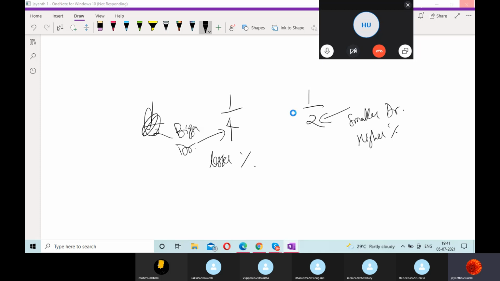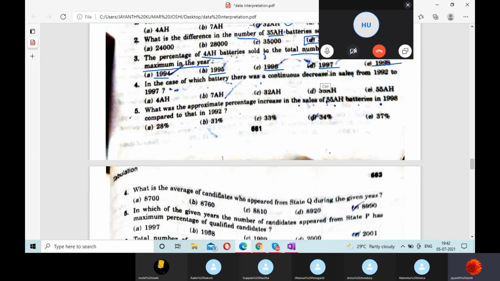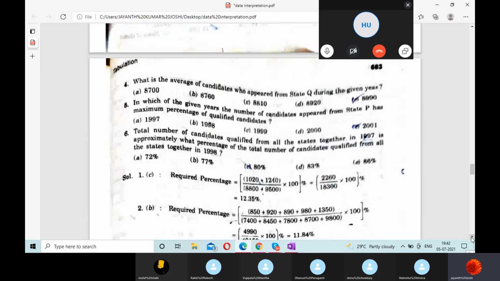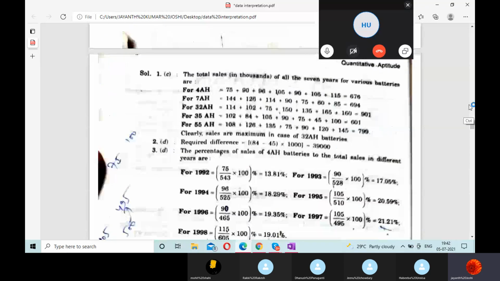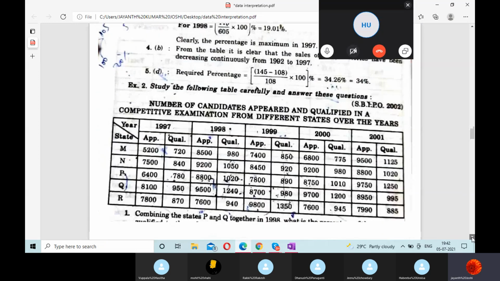Now we will try to solve. See, what are they asking? The percentage of 4Ah battery sold to the total number of batteries sold was maximum in the year. So let us see, 94, 95, 96, 97, 98. So 94, what were the figures? Let's see. 92, 75 by 143, 93, 92. This is 75.